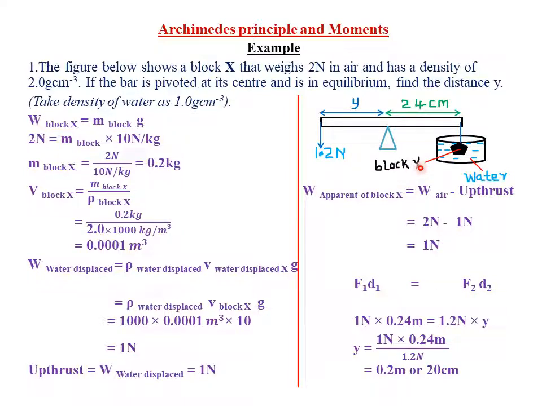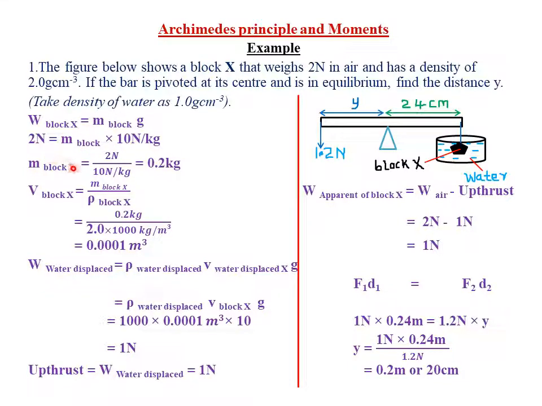Therefore, let's start by finding the volume of the block X. To find the volume, you need to have the mass and the density. Because you are given that the block X weighs 2 Newton in air, that is the true weight of that particular block X. Therefore, we know that weight is equal to mass times gravity. So the weight of the block X will be equal to the mass of the block X multiplied by the gravity. So the weight, 2 Newton in air, is equal to the mass of the block multiplied by the gravity, which is 10 Newton per kilogram.